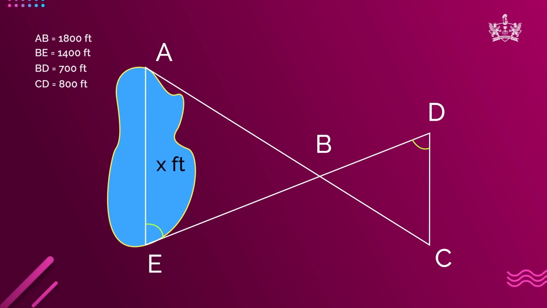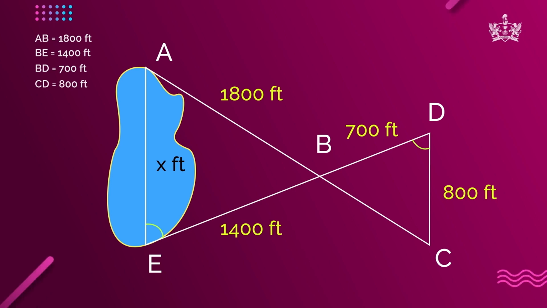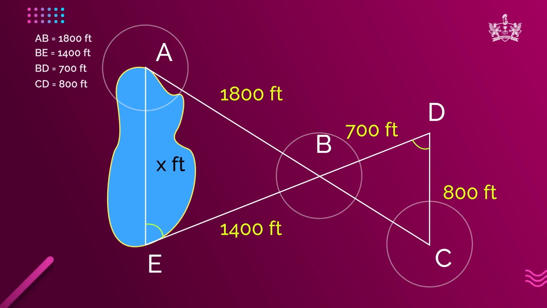Did you get it? The first thing we want to do is label the sides in the diagram. So AB is 1,800 feet, EB is 1,400 feet, BD is 700 feet, and CD is 800 feet. Now we need to see if the triangles are similar or not. We know that angle E and angle D are congruent per the problem. So we just need to match one more angle for them to be similar.